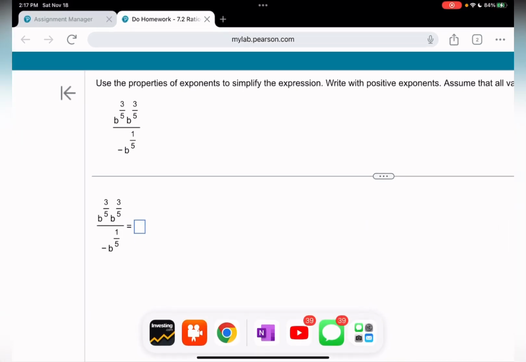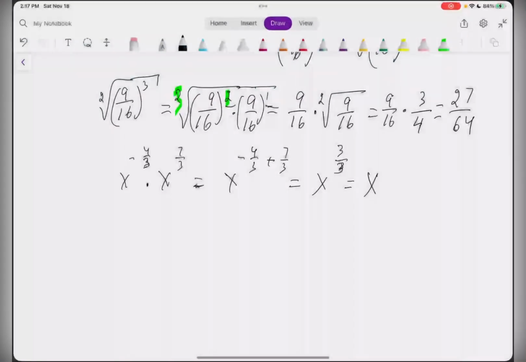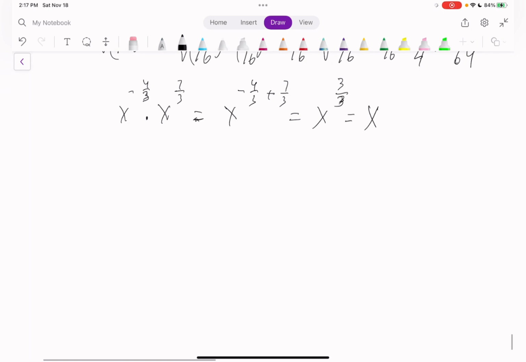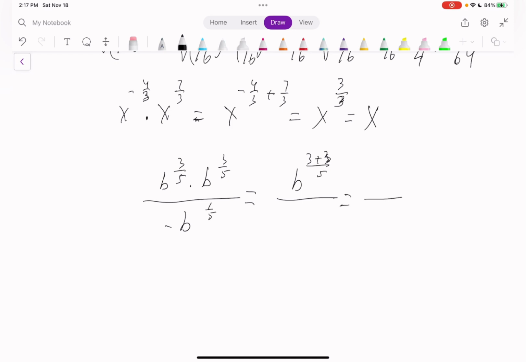Okay, let's move to the notebook and let's work here. So I have b to power 3/5 times b to power 3/5 over negative b to power 1/5. What do we get? b to power 3 plus 3 over 5, so it's going to be 6 over 5.